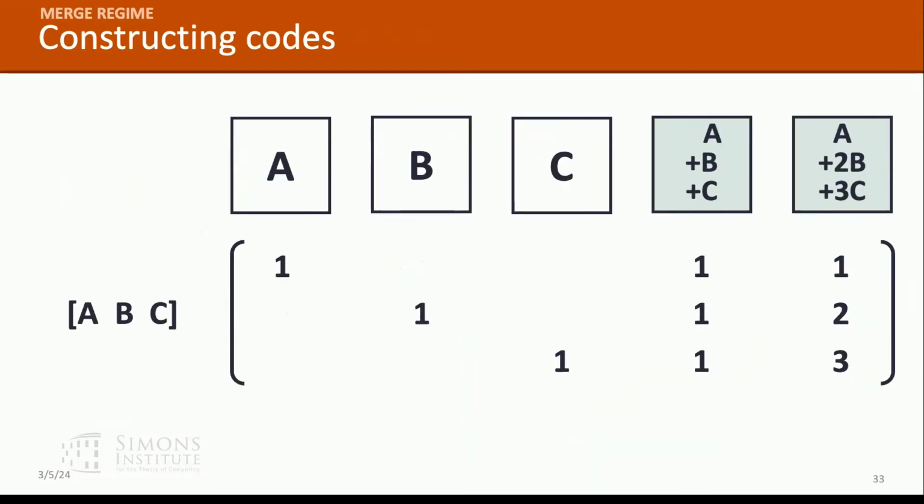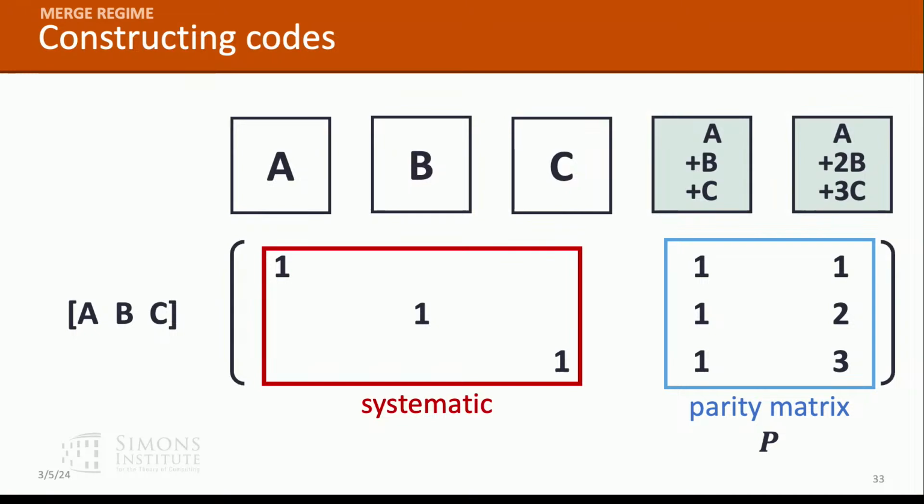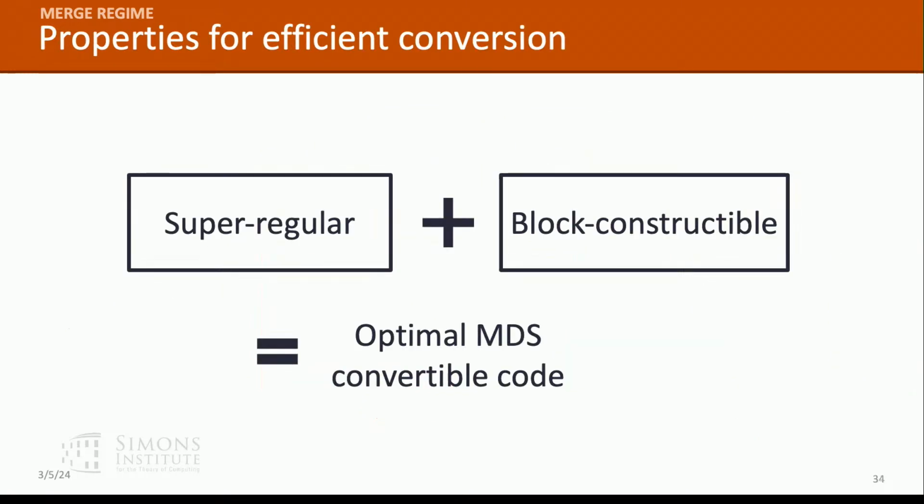So how do we construct codes that meet this bound, just at a very high level? Recall we are looking at systematic codes, so the identity part of the generator matrix, we don't have to do anything. You have to design just the parity part of the matrix. And there are some structural properties that the parity matrix has to satisfy in order for the conversion cost to meet the lower bounds. One is superregularity, which is for the MDS property, and the block reconstructible property helps in reducing the conversion access cost.